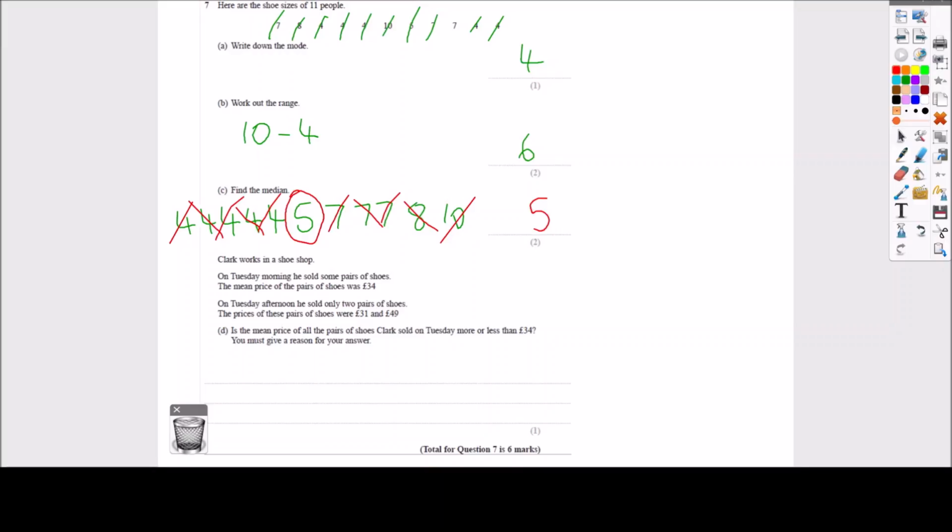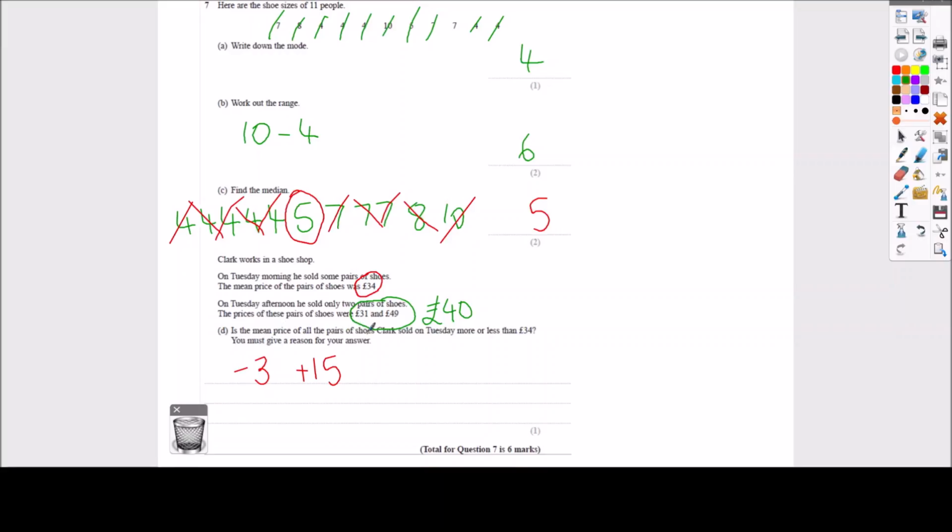Now, two ways of looking at this. Perhaps the easiest one is to say, right, look, compared to the 34, £31 is 3 less than this, whereas the 49 is 15 more than that. Overall, that is a positive number, and therefore the mean will go up. And alternatively, we could say that the mean for the two sold in the afternoon, add 31 to 49, we get 80. 80 divided by 2 is 40. Now 40 is bigger than 34, so again, overall, the mean is going to go up. So either of those two reasons will do.